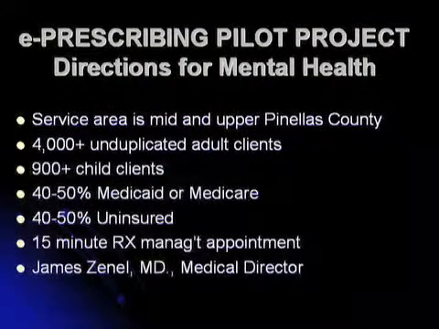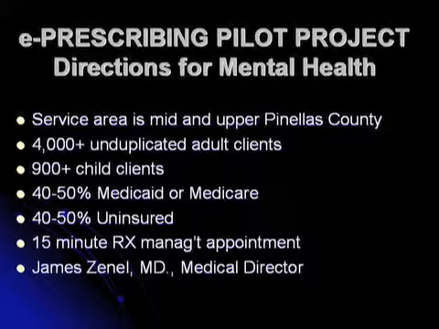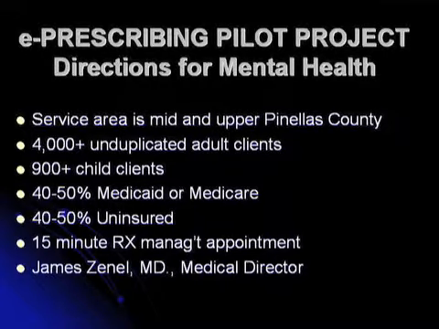This past year, we saw 4,000 unduplicated adult clients. In our psychiatric services, we saw 900 child clients. Of the adult clients, about 40 to 50% of them have Medicaid or Medicare. The rest are uninsured. For the kids, about 92% of them have Medicaid.